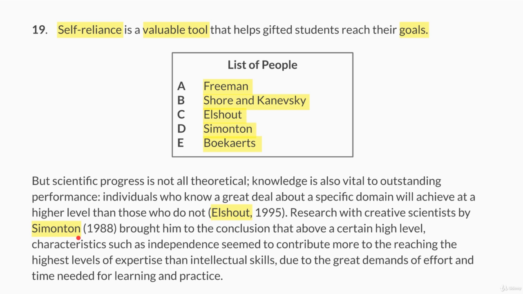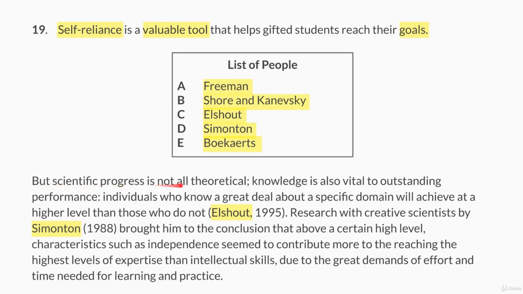Now, first let's go ahead and mark these keywords, Elshout and Simonton. Next, we have to read around this area to find out which question this language is corresponding with. So let's start reading from up here, because this sentence talks about Elshout and then the next sentence talks about Simonton. So let's start up here.